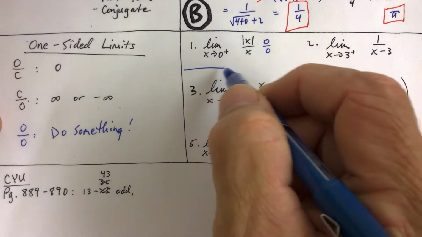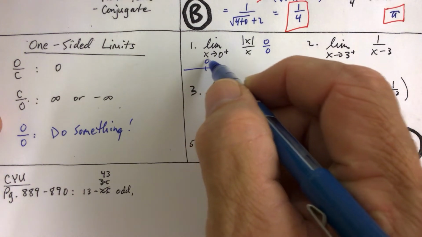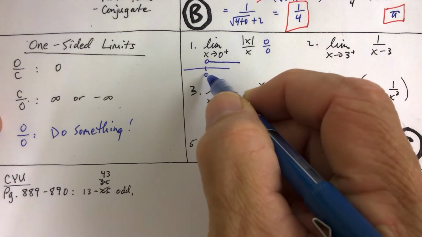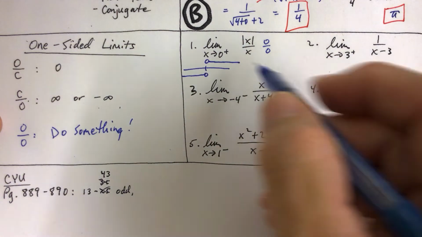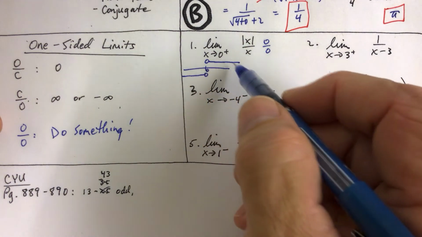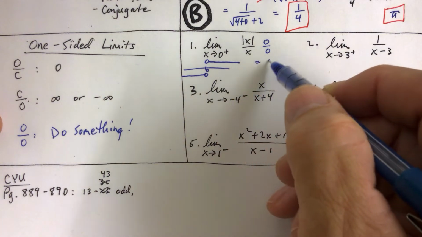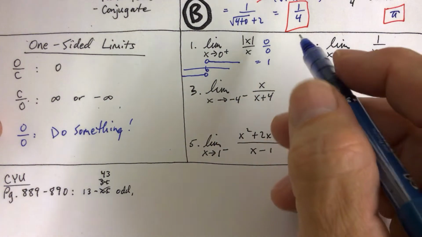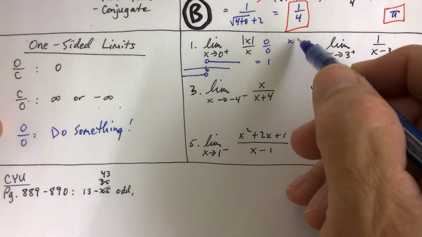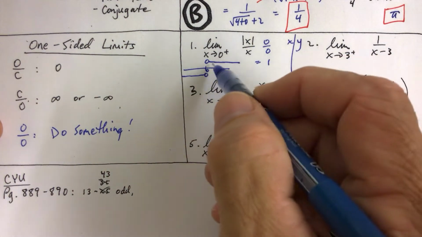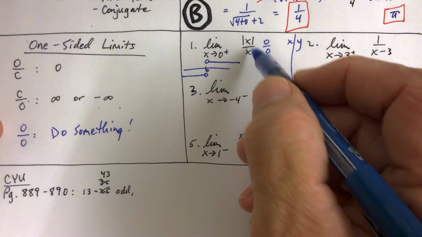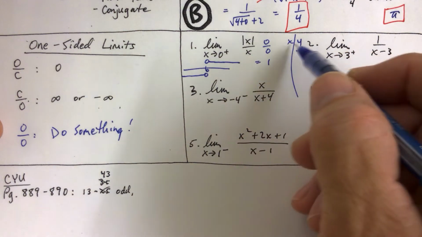This one I find it's nice to remember what the graph looks like. So graphically, this is 0 here. The limit as x approaches 0 from the right, the value of the function will be 1. So the limit is 1. If you made an xy chart, you can look at it graphically. This here is the graph of this function, y equals absolute value of x over x.